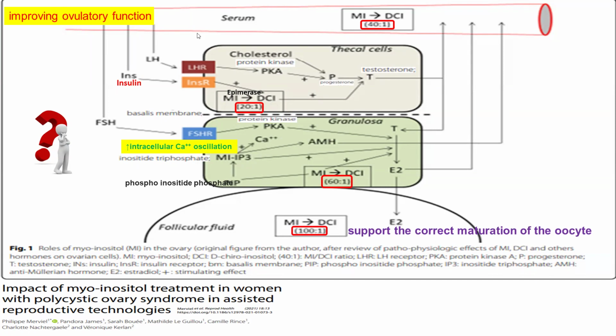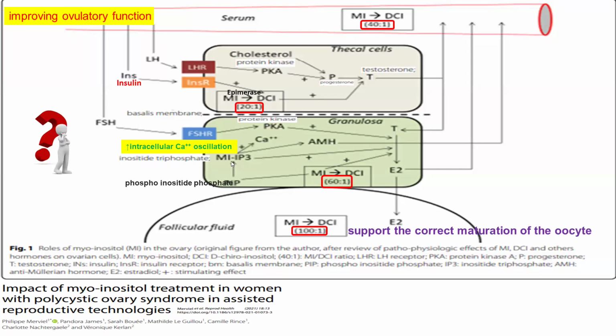In the theca, it is 20 to 1 because of frequent epimerization of myo to dicairo that forms testosterone, and testosterone goes to granulosa to help estrogen. But it should be in a minimal amount. If it is an excessive amount, this will lead to hyperandrogenemia.